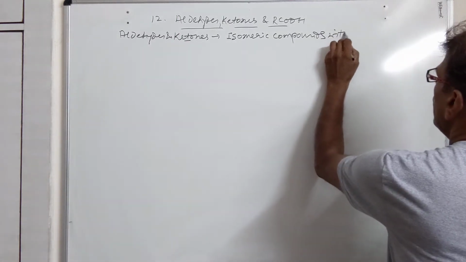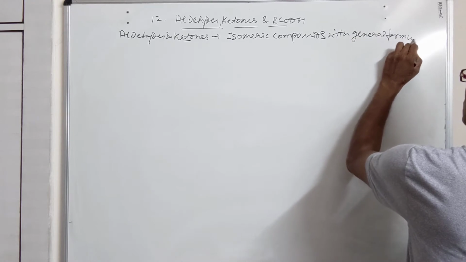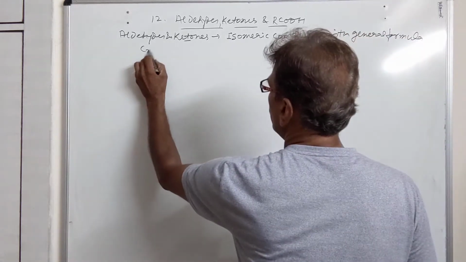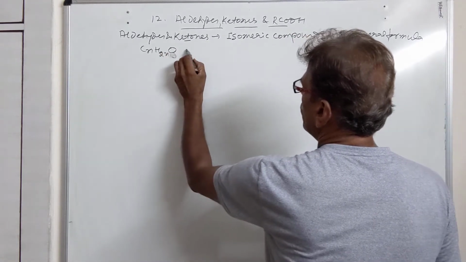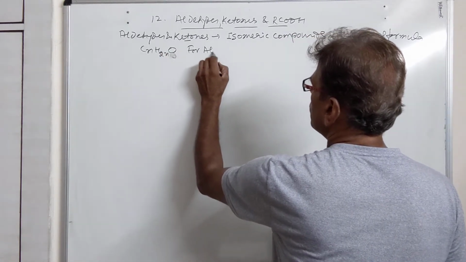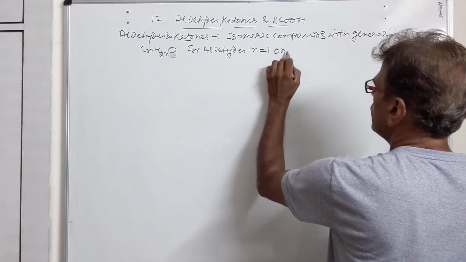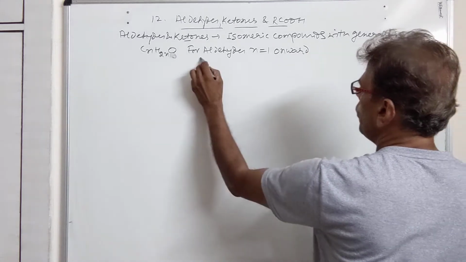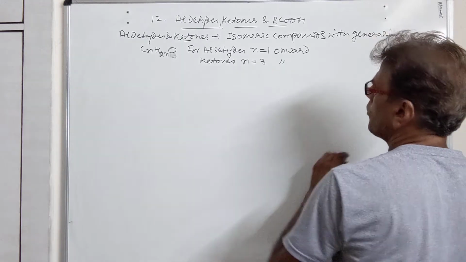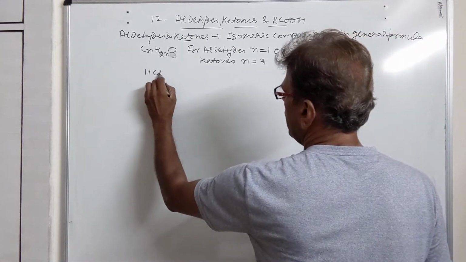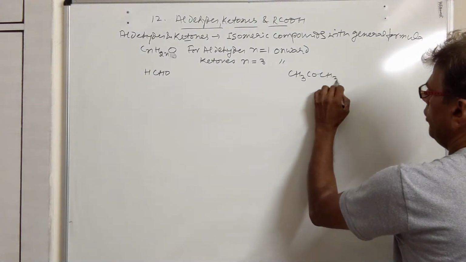The general formula is CnH2nO. For aldehydes, the value of n is 1 onward, and for ketones, n is 3 onwards. So the first member of aldehydes is HCHO, while that of ketones is CH3COCH3.